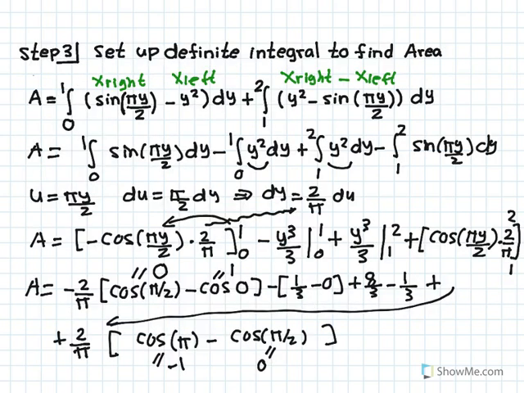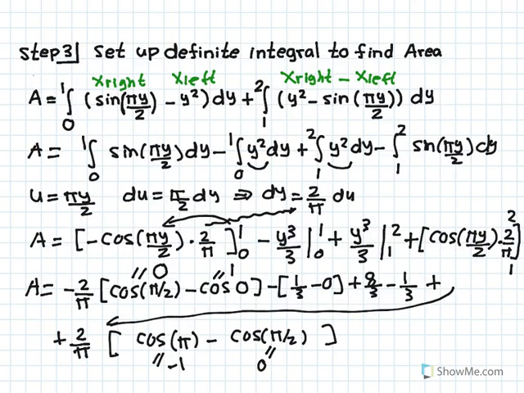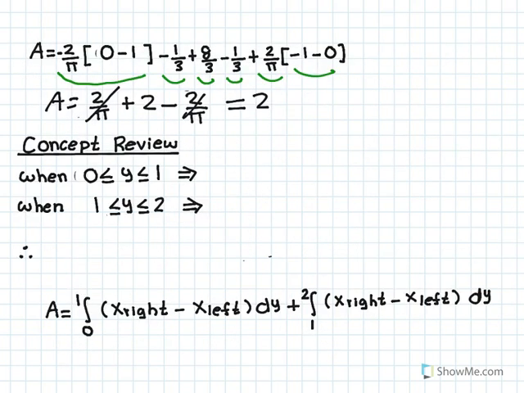If we go back to the previous page, we just found this shaded area. So we found all of this, and all of this. The hard part is setting it up, and the integration is usually pretty easy. But the setup is really important. So let's go over that. Let's do a bit of concept review. When y is between 0 and 1, it's important that we notice that the sine function, sine of pi y over 2, is larger than y squared.